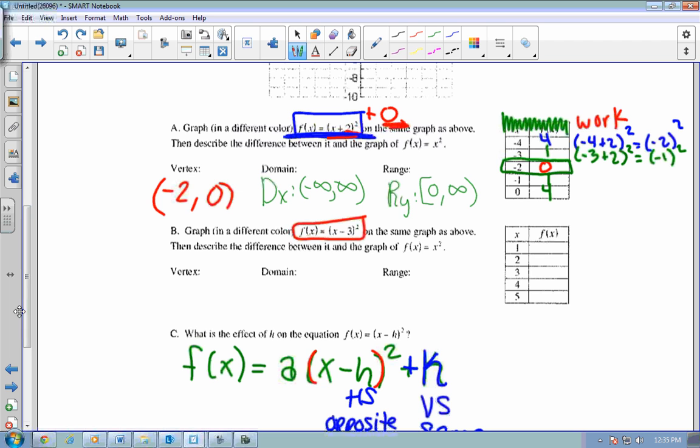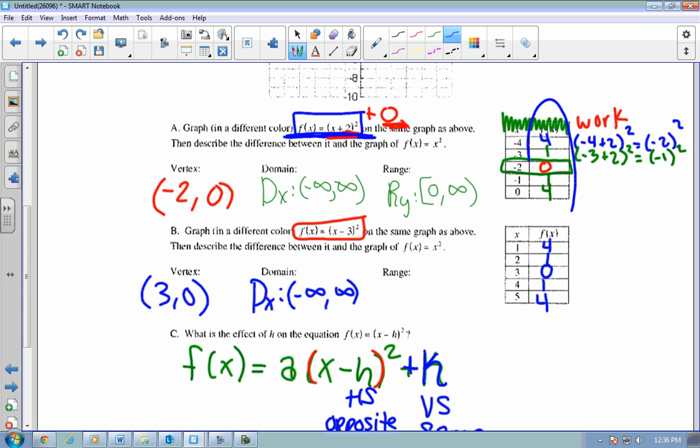Yep. Really quick for this one, we already know the vertex was, opposite same, 3, 0, we did it on our calculator. Domain is always -infinity to positive infinity. It's the range that changes. So I'll just give you the table for time because we don't have much time left. 2 minus 3 is -1 squared. That would be 1. 1 minus 3, -2 squared is 4. Oh, that's interesting. Does it have the same y values as the last table? Yes, therefore the range is exactly the same.